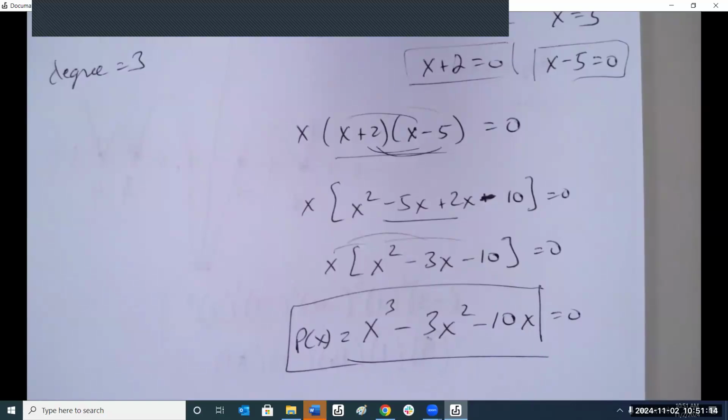This is how you work backwards. If I give you the answers, you can tell me where it came from, just by setting each one of them equal to 0, then taking all those and multiplying them together. This is where we'll begin next time.